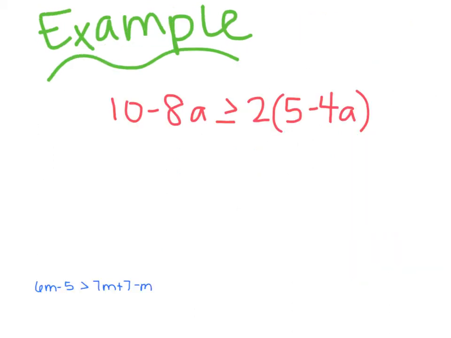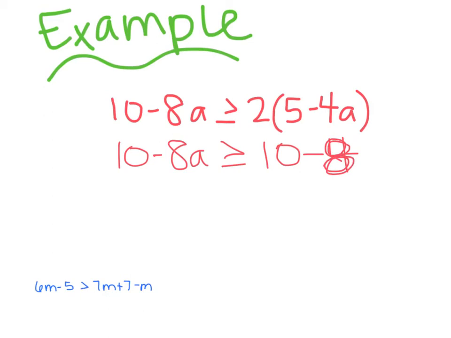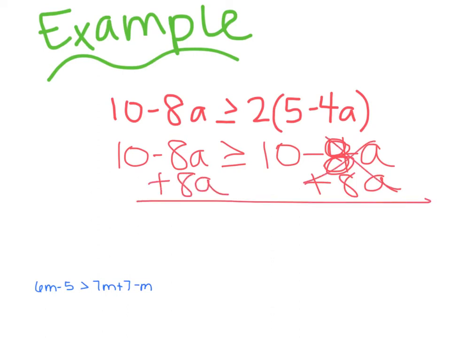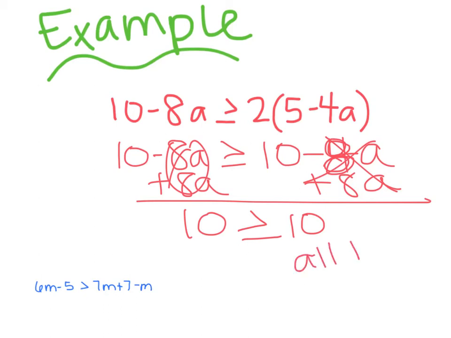Okay, here are some unique situations that I'm going to talk about. You're going to treat it just like normal, but then watch and see what happens. So here we're going to distribute and then combine. Oops. Almost made a mistake there. And then I'm going to add a on both sides. And when I do that, those cancel. So I'm left with 10 is greater than or equal to 10. That is a true statement. 10 is equal to 10. So your answer then is all real numbers.